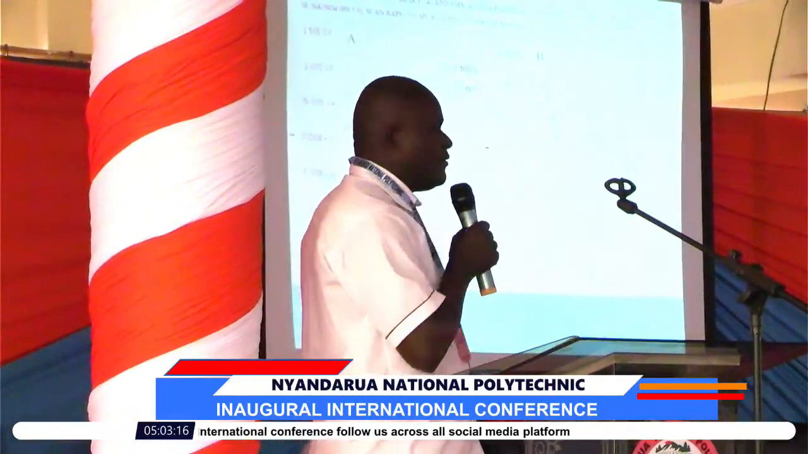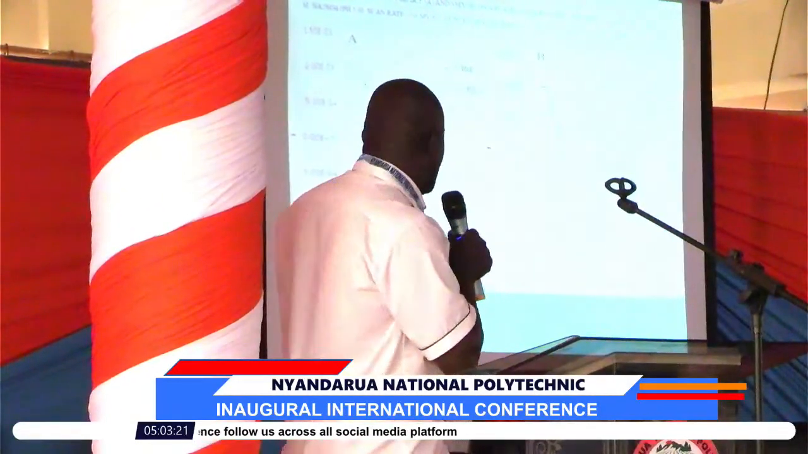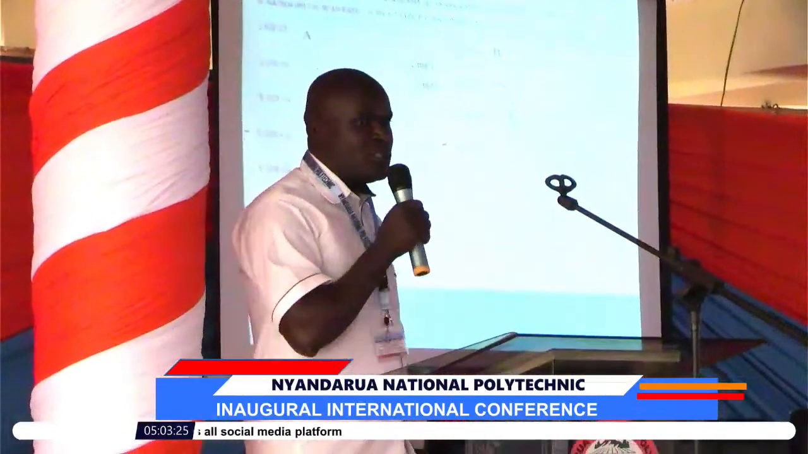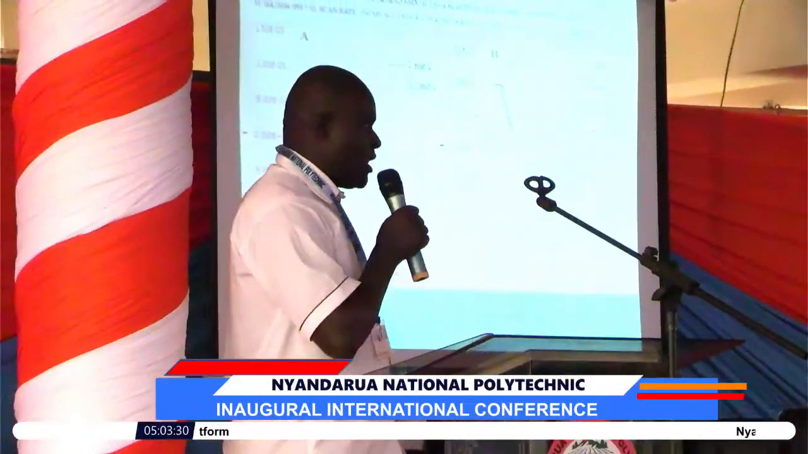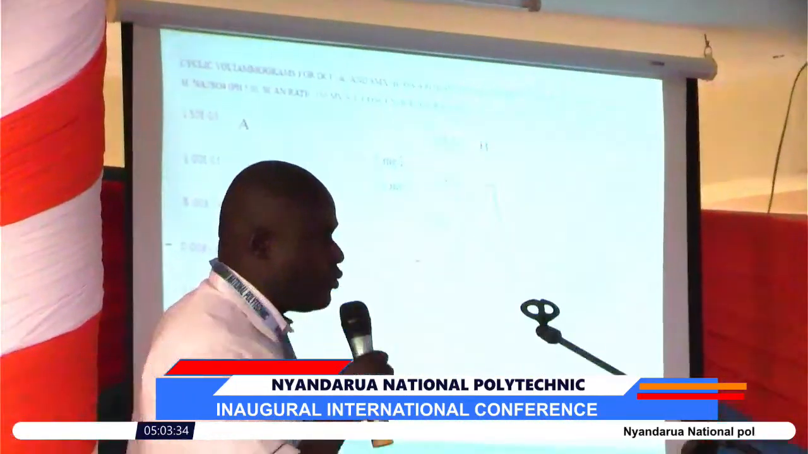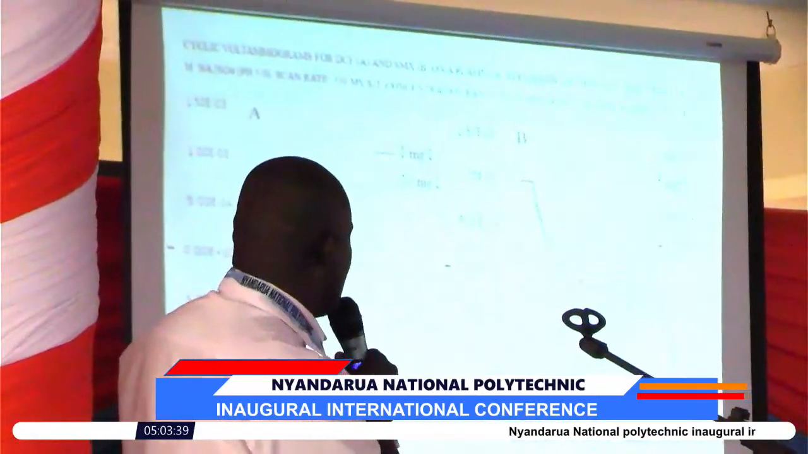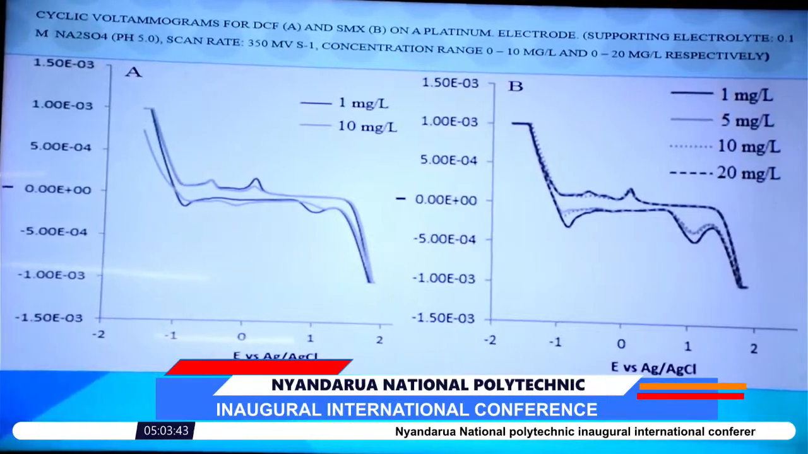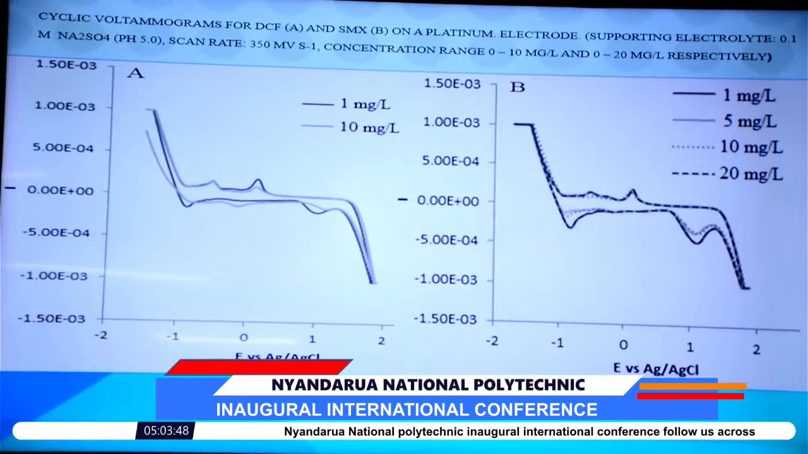Then we did the CV, the cyclic voltammetry, which I did in KU, just to know whether these pharmaceuticals are active so that they can be used by the electrochemical method. You need to know whether they are electroactive so that the method can be good. So we did the CV, and when you look at it, it shows the oxidation and reduction peaks, which means they can be oxidized, they can be degraded using the electrochemical method.